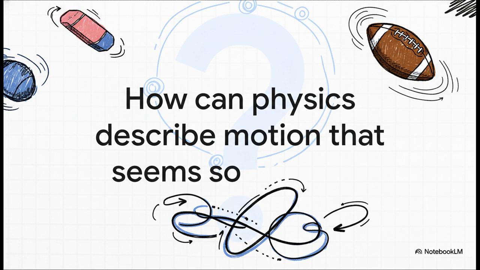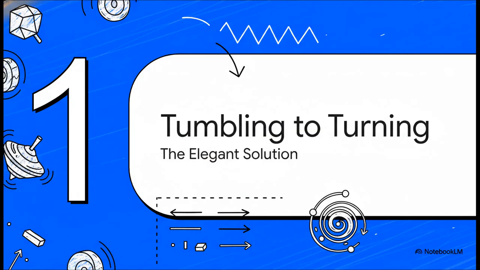So let's start with that puzzle. Picture it. You toss an eraser, or a football, or really anything with an odd shape. It's moving forward, but it's also tumbling end over end. The whole path just looks like a total mess. How could there possibly be a simple answer for that? Well, it turns out the solution is just incredibly elegant.